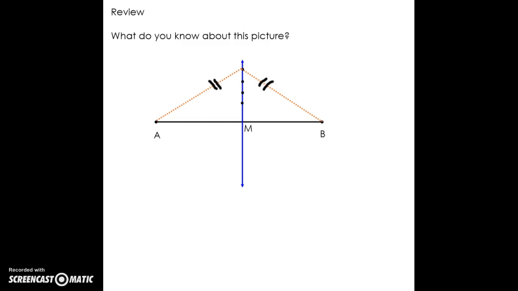So a little review about this picture. Here we have a segment AB. We have a line crossing through it at point M, and we can see that there's a point on this line that's crossing through it, and that distance from that point to point A and B is equidistant, or equal, which would imply that this blue line is a perpendicular bisector. So A to M and M to B would be congruent, and it would come at 90 degrees.